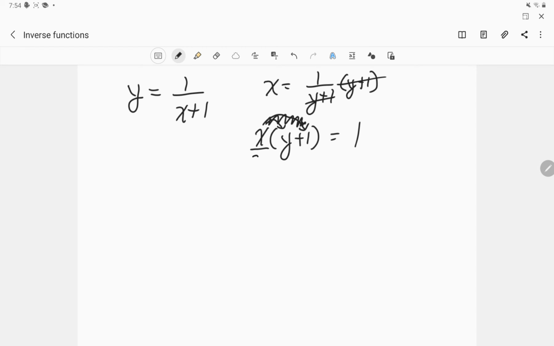So the first thing I'm going to do is divide this one by x. So I'm going to have y plus 1 is equal to 1 over x. I want the y by itself, so I'm going to subtract 1. So I have 1 over x minus 1, and that is your inverse.